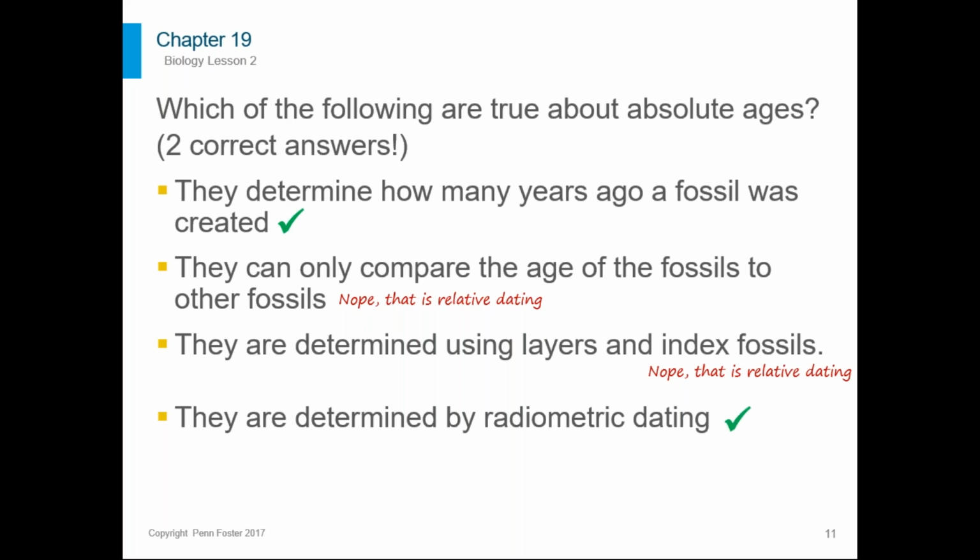So you should know the difference between these two. Remember, relative is we're just comparing how old something is. We don't have actual dates. We could just say older or younger. Absolute, we use radiometric dating, which is the half-lives of different radioactive isotopes, and determine exactly how many years ago a fossil was created. It might not be exact, but we are coming up with a number that's at least a good estimate of the actual age.